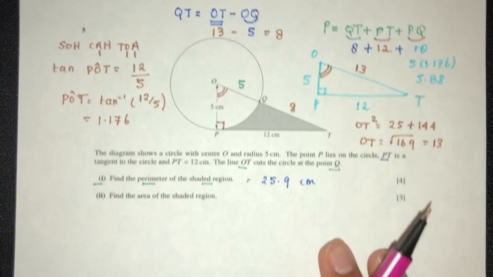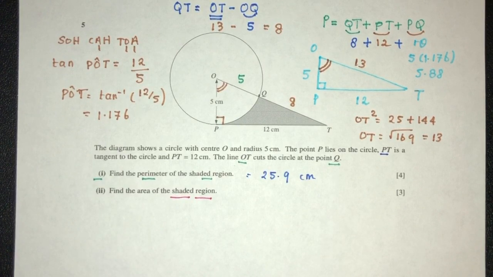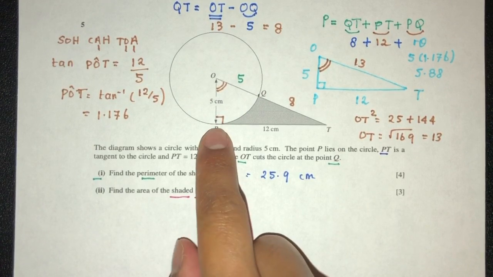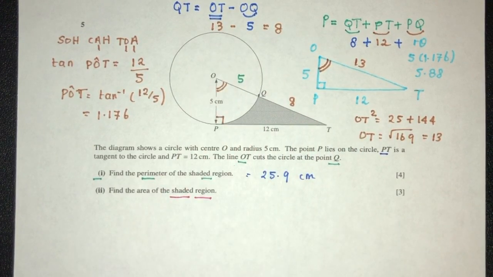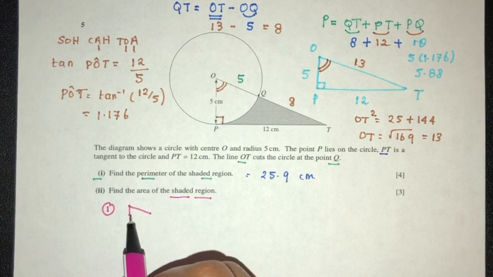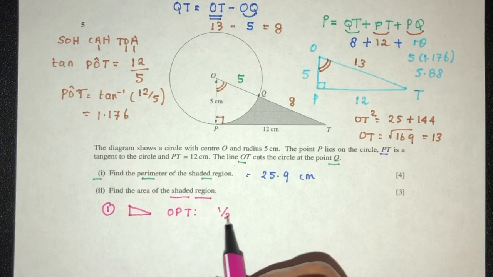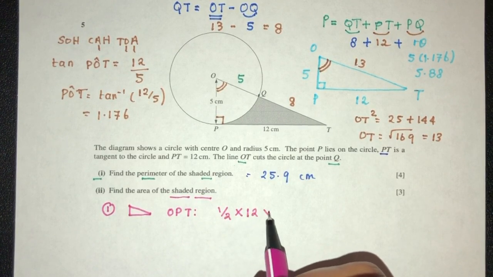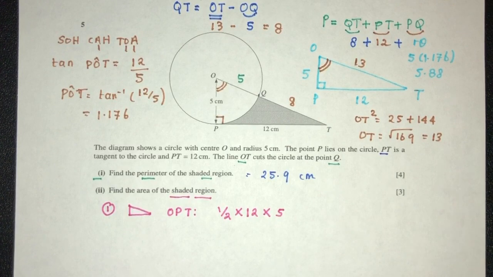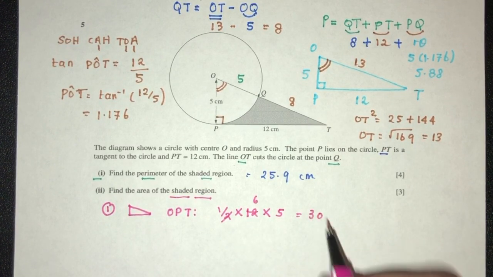Now for part 2, we have to find the area of the region. Again, as always, to find the area, we have to break it down step by step. The first thing we can do is find the area of the whole thing. So number 1, we can find the area of triangle OPT. Pretty simple. It's half times base times height, because it is a right angle triangle. Simplify, that will be 30.